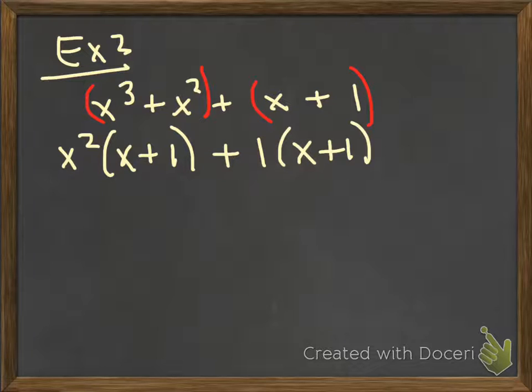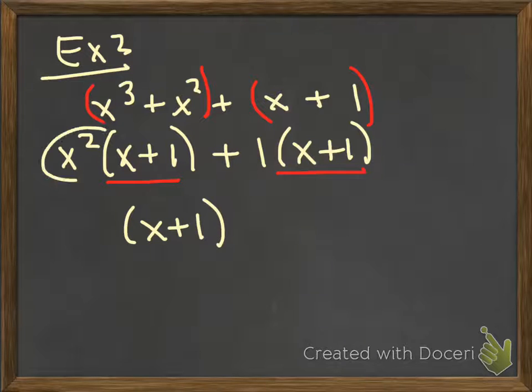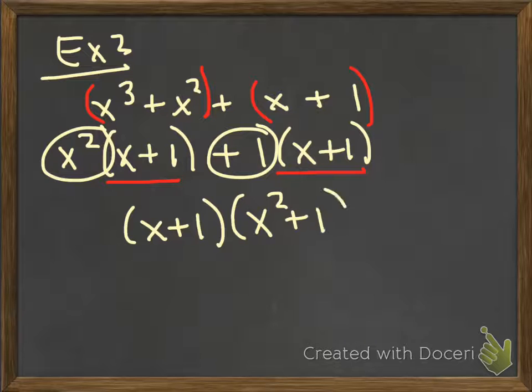Okay, they have this in common. They have the x plus 1 in common. So that's the first factor, x plus 1. And whatever's left over is the second factor, x squared plus 1.